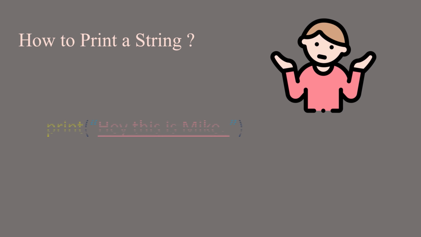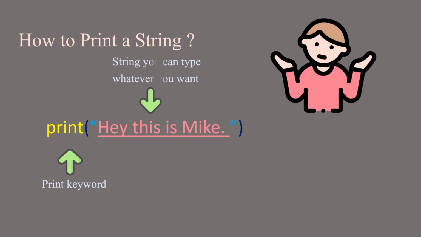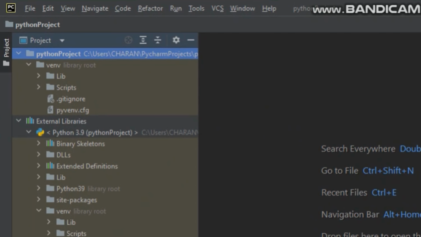So, see how can we print a string? We use a print keyword, followed by parenthesis, and we write a string inside apostrophes. Now let's try this out in PyCharm.